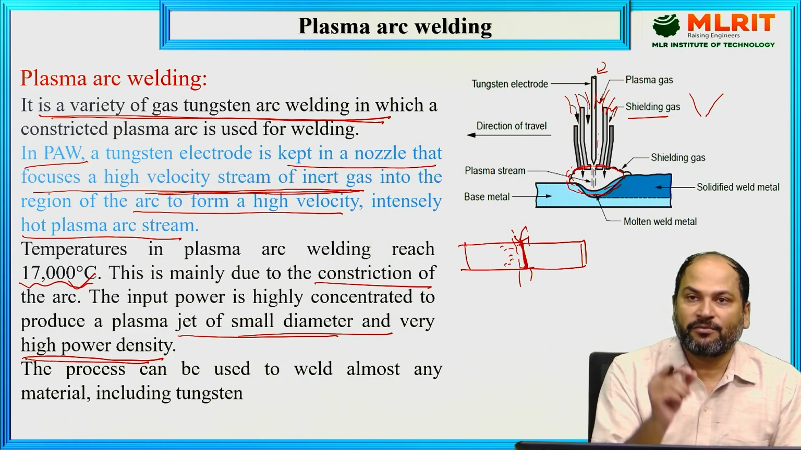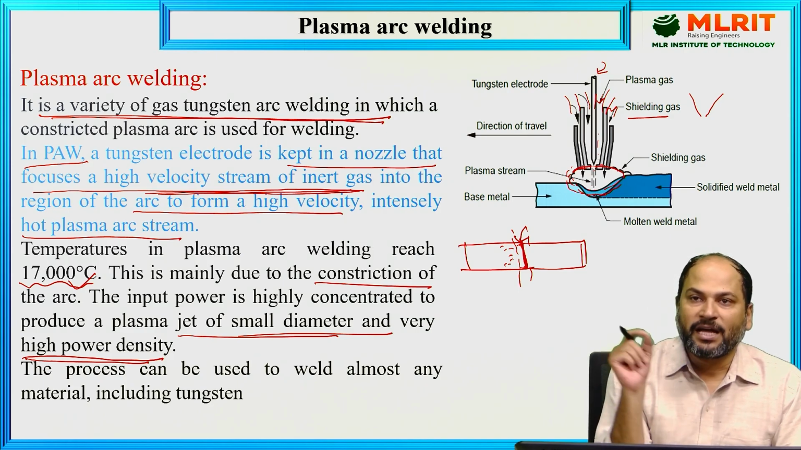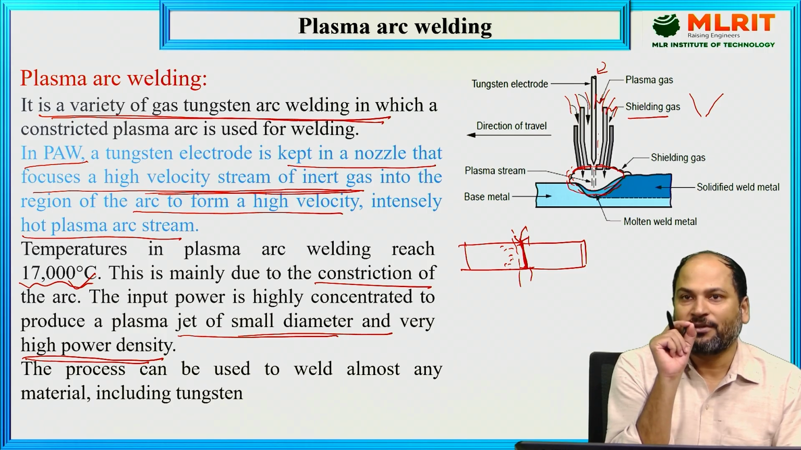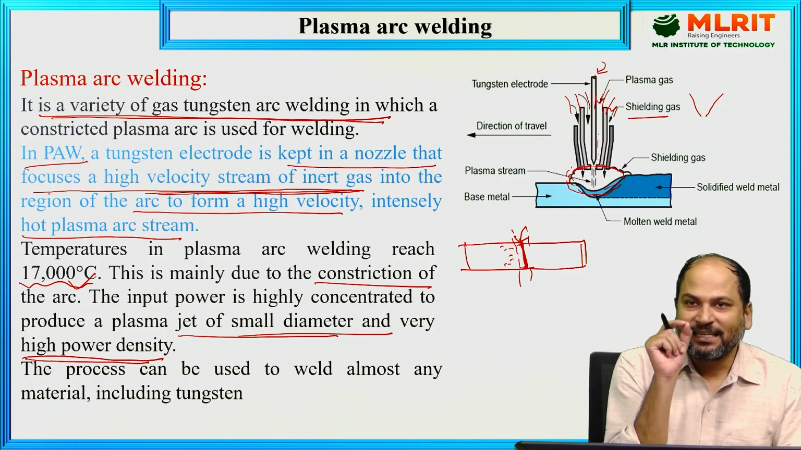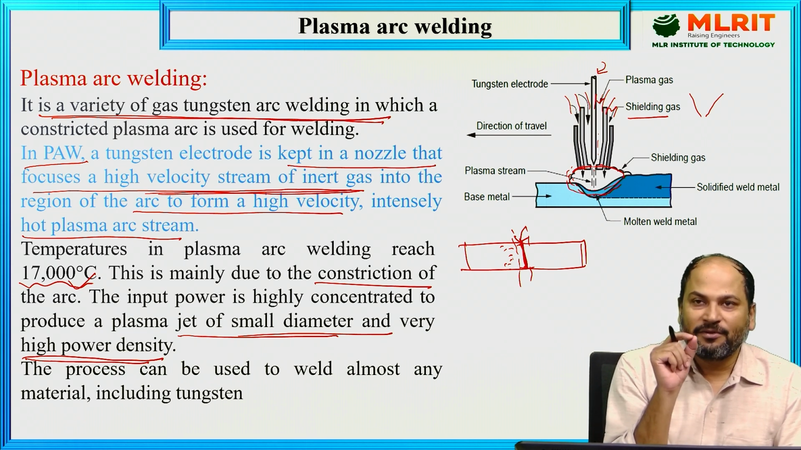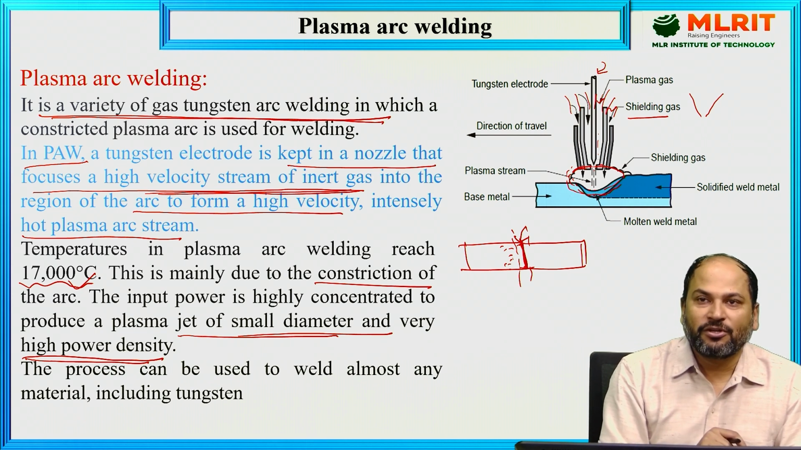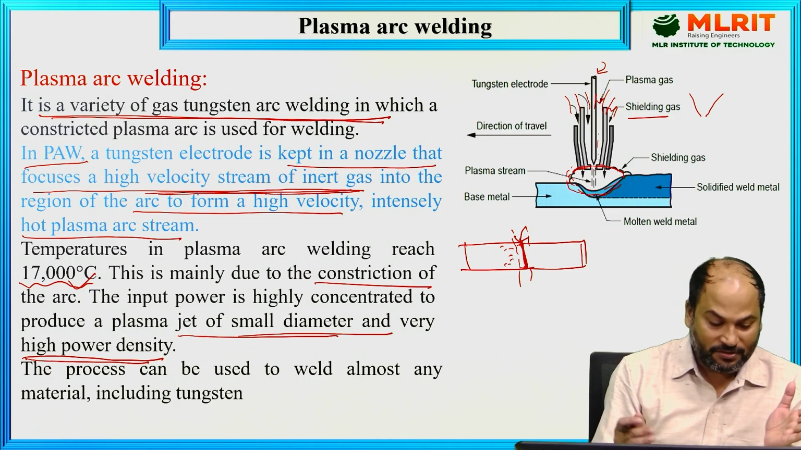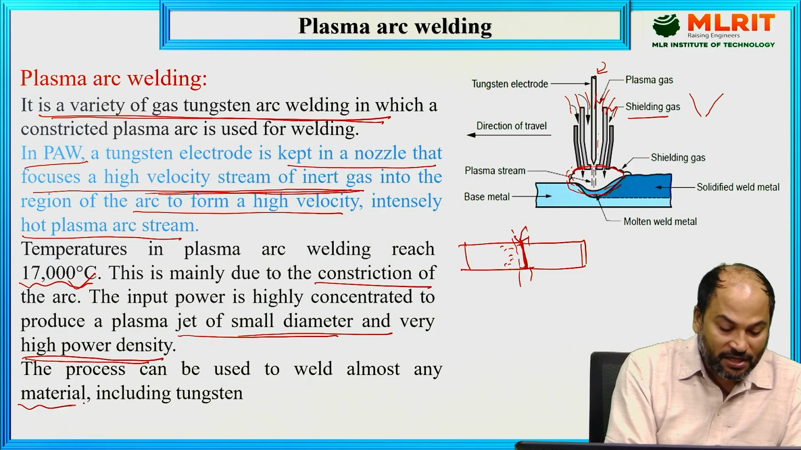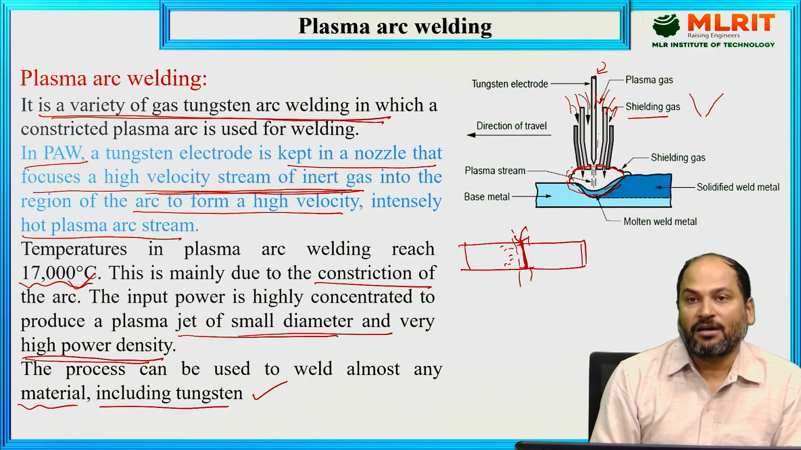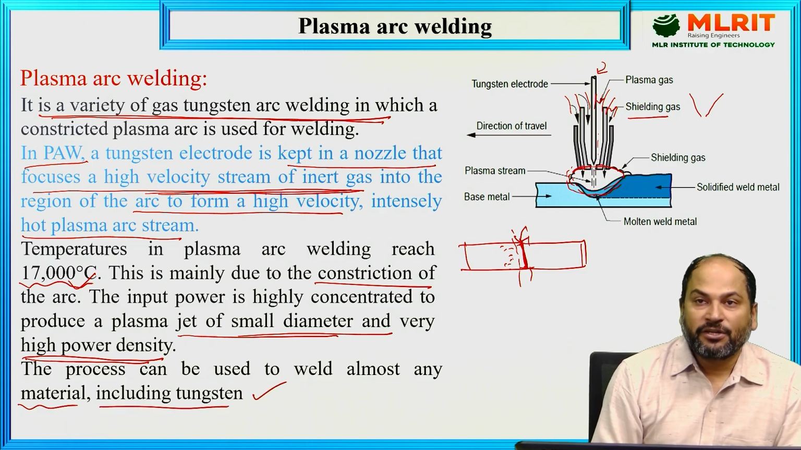Suppose in a circuit we have to weld a small part. These kinds of processes are used because the intensity is concentrated in a very narrow area, so it is not going to affect the other part of the workpiece. This process can be used to weld almost any material, including tungsten. That is another advantage and beauty of this process. It can be used for any material. It doesn't matter what the material is.